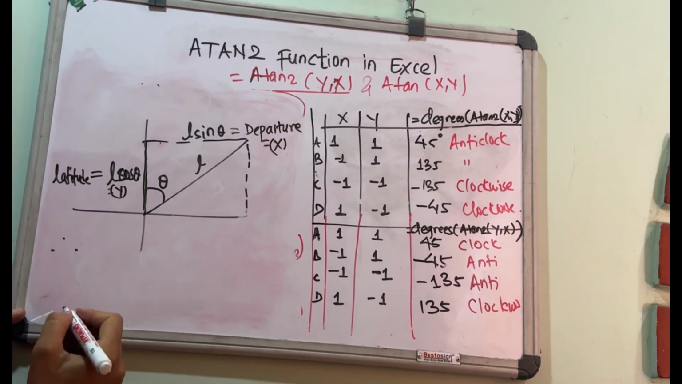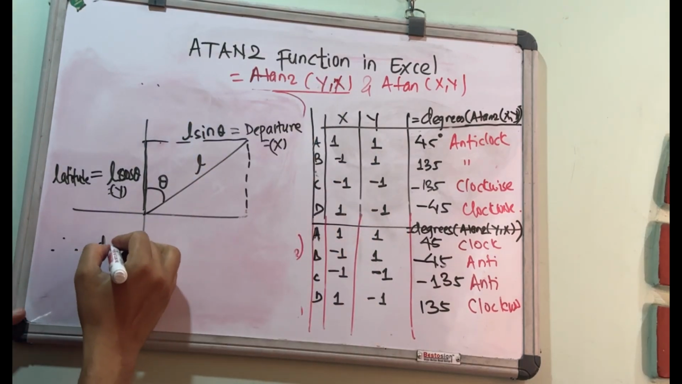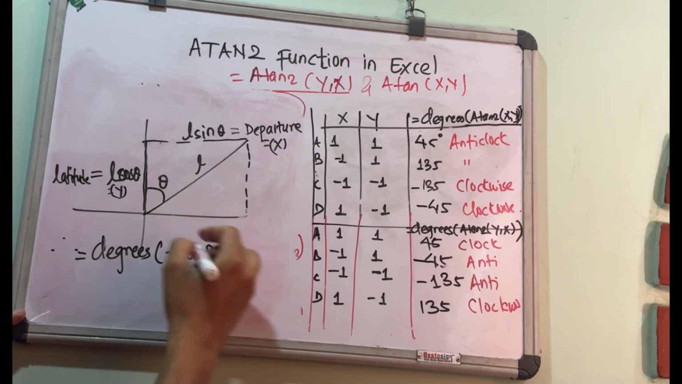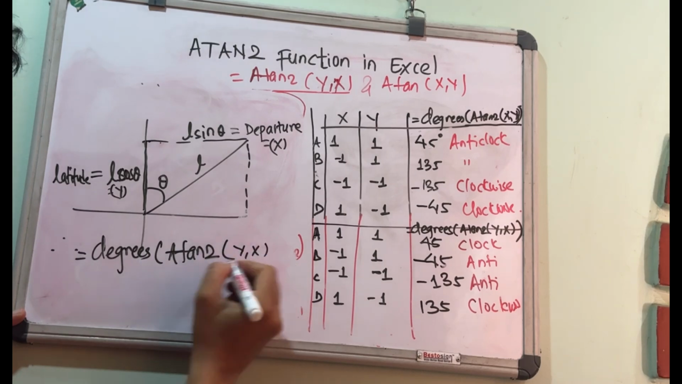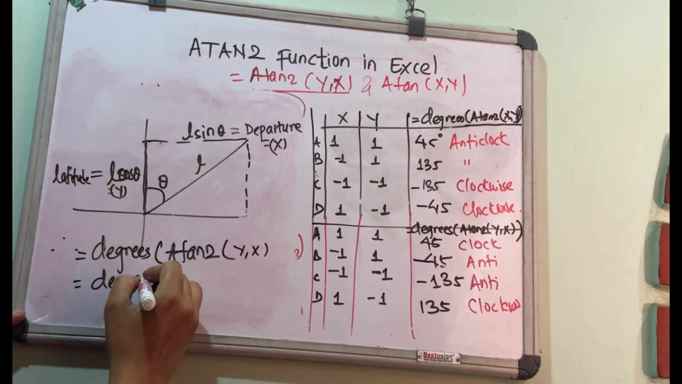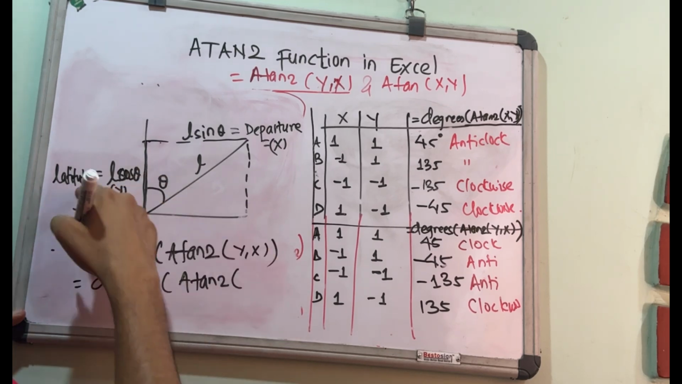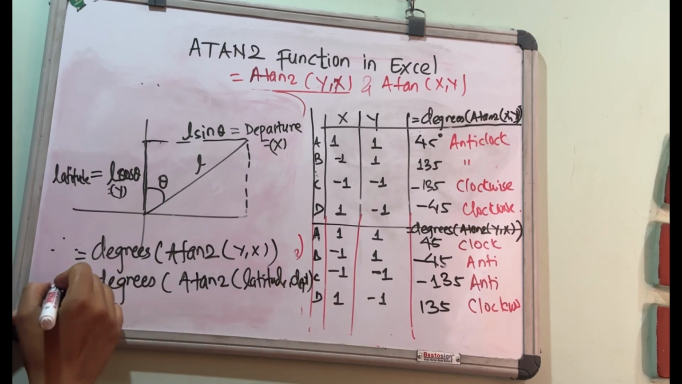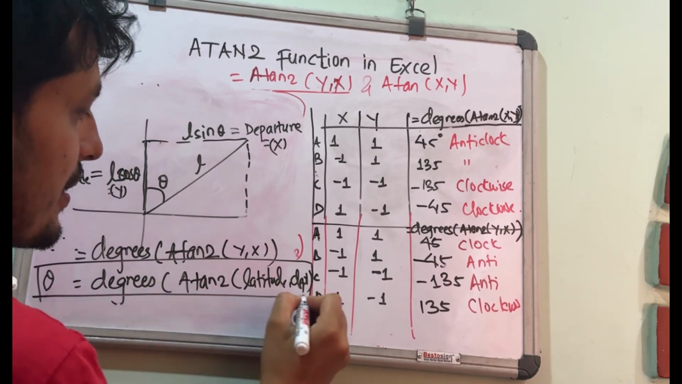So for a survey line, to know the angle from this function, you need to use degrees first. ATAN2 is your function. Then you need to use the syntax y comma x, so you need to use degrees ATAN2. This y means latitude, comma, departure. So this will be our syntax to know the bearing.